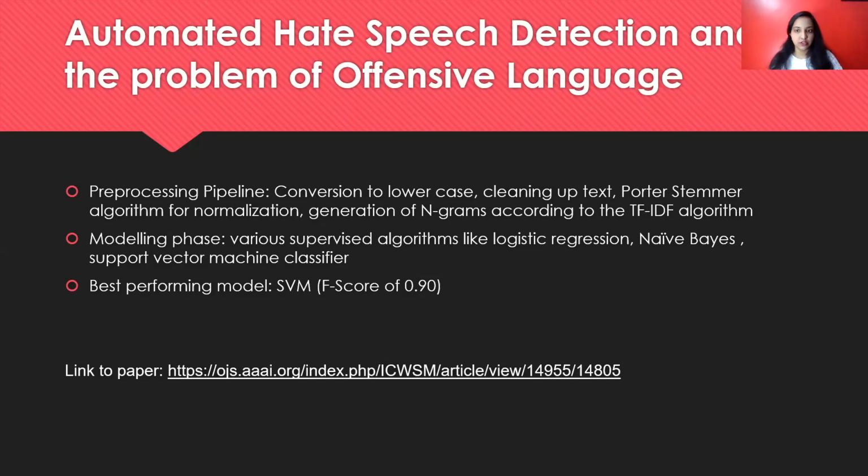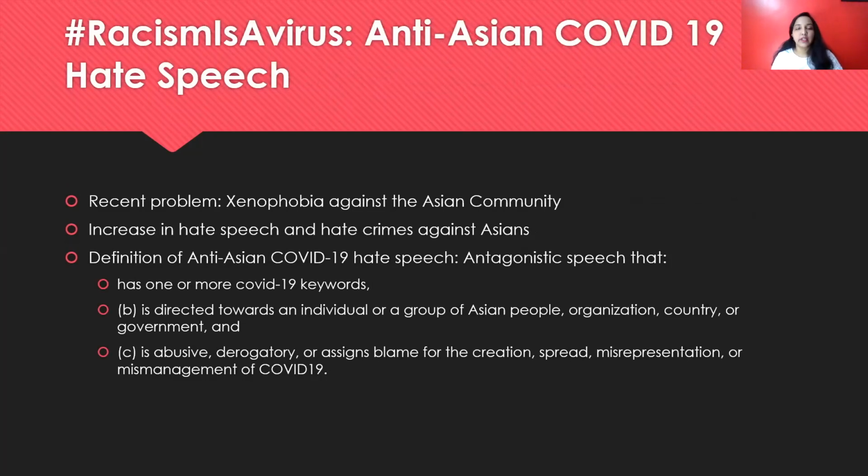Once they had a fully pre-processed data set, they used various supervised machine learning algorithms like logistic regression, naive-Bayes classifiers, and support vector machines, and they actually found that the best performing model was a support vector machine with an F-score of 0.90. So that's a very high accuracy, right? That's a really great F-score. I do urge you to check out this paper in your free time, and I've put the link here in case you're interested. But this goes to show that machine learning models are actually doing really well at solving this problem.